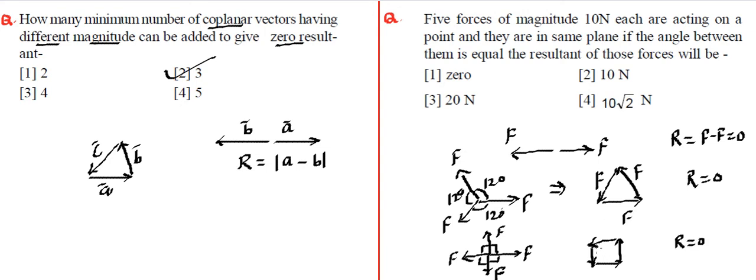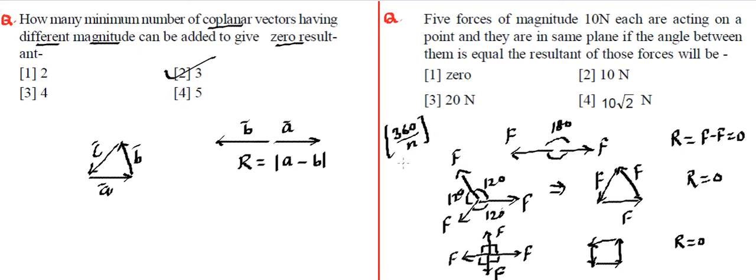Now we can extend this trend to any number of vectors. So if we have n number of forces which all have the same magnitude, and the angle between the vectors is equal, then we will find their resultant will always be 0. Just as in the case of two forces we had equal angles 180, 180. In case of 3 we had angles 120, 120, 120, and in case of 4 we had 90, 90, 90.